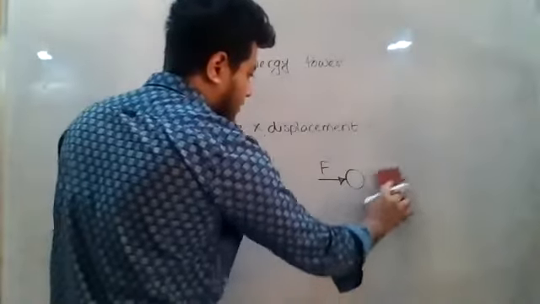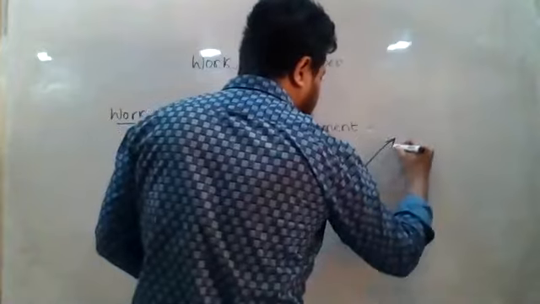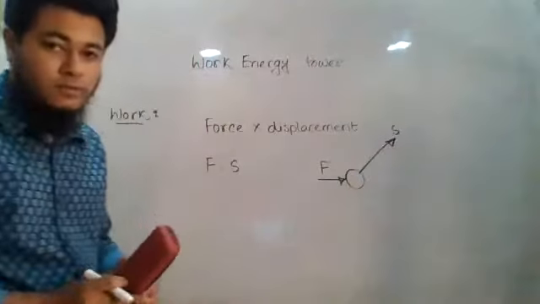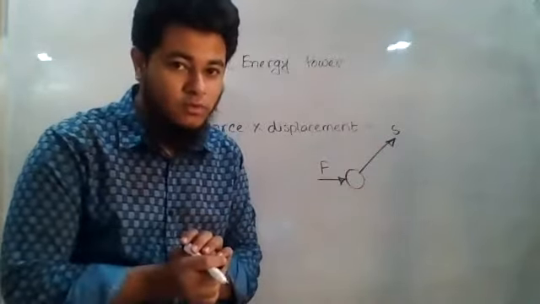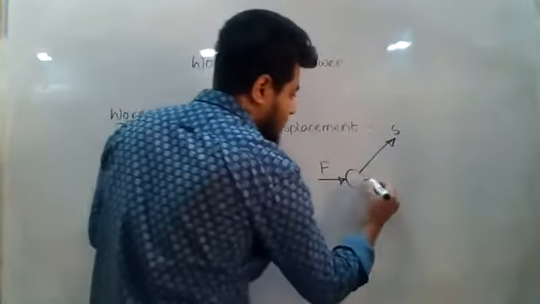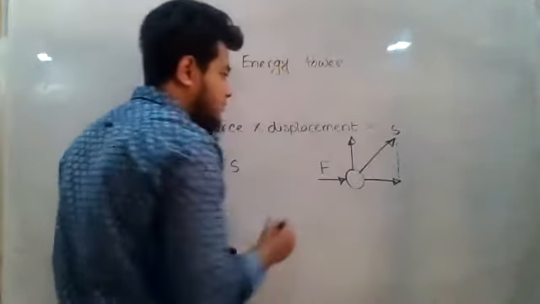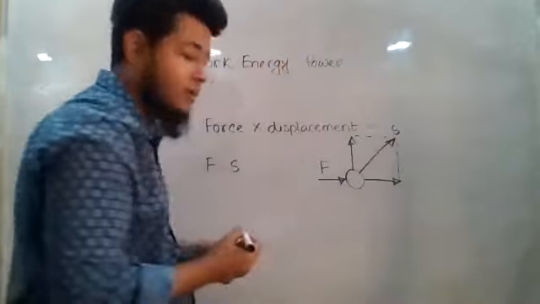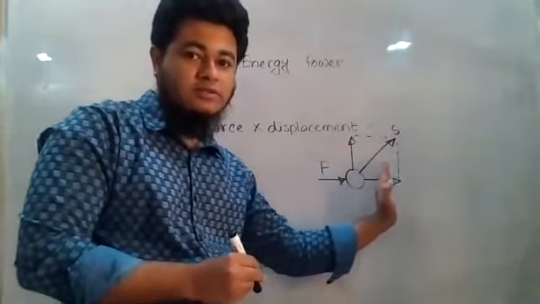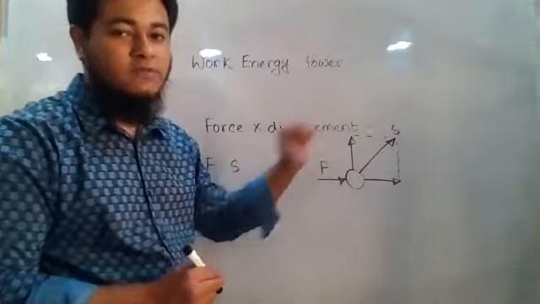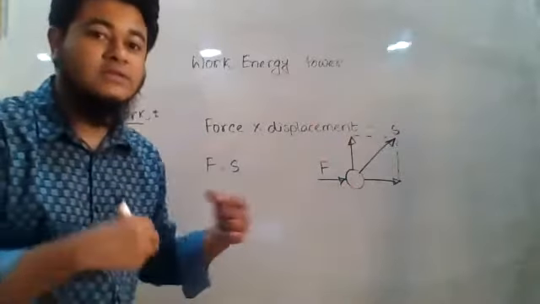Now let us say you are applying the force in the same direction, but the displacement is taking place in this direction. So this displacement can be resolved into two perpendicular components, right? One is in the horizontal direction, another one is in the vertical direction, right? Because as the body is moving along this line, it is covering some horizontal distance, it is also covering some vertical distance.